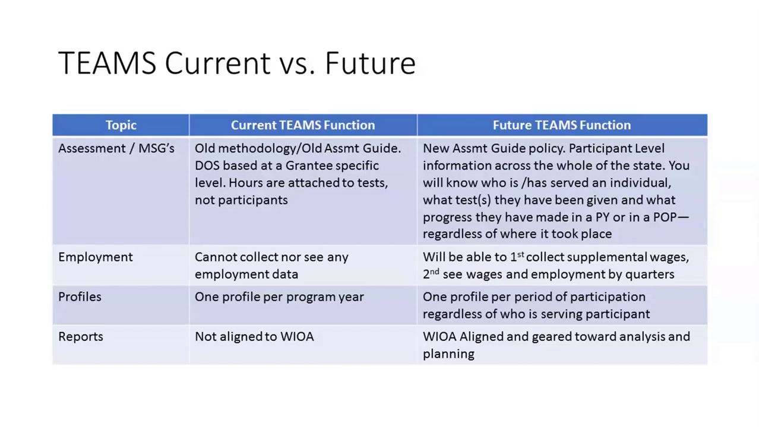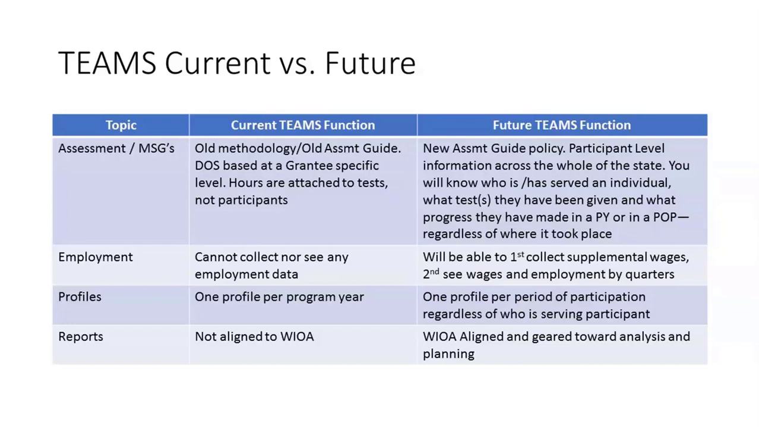The other one is currently in TEAMS employment, so you can't collect nor see employment data in TEAMS, but it's a big measure, right? We've been talking about that for the last several minutes. So that's a big measure for us, but you can't really see all that employment data. The future of TEAMS is going to be coming along in basically two priority levels. The first thing is you're going to be able to collect supplemental wages and put those into TEAMS. So even if a person doesn't report their SSN, which is what we use right now to do everything through a data match, you'll be able to manually enter supplemental information into TEAMS.